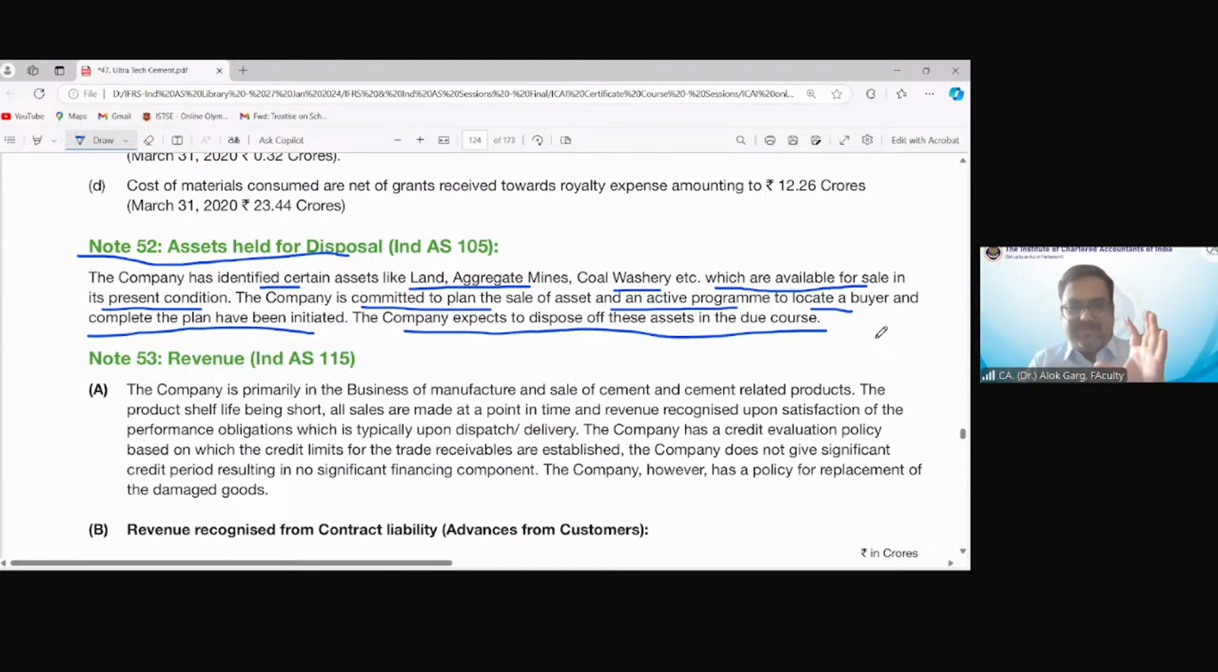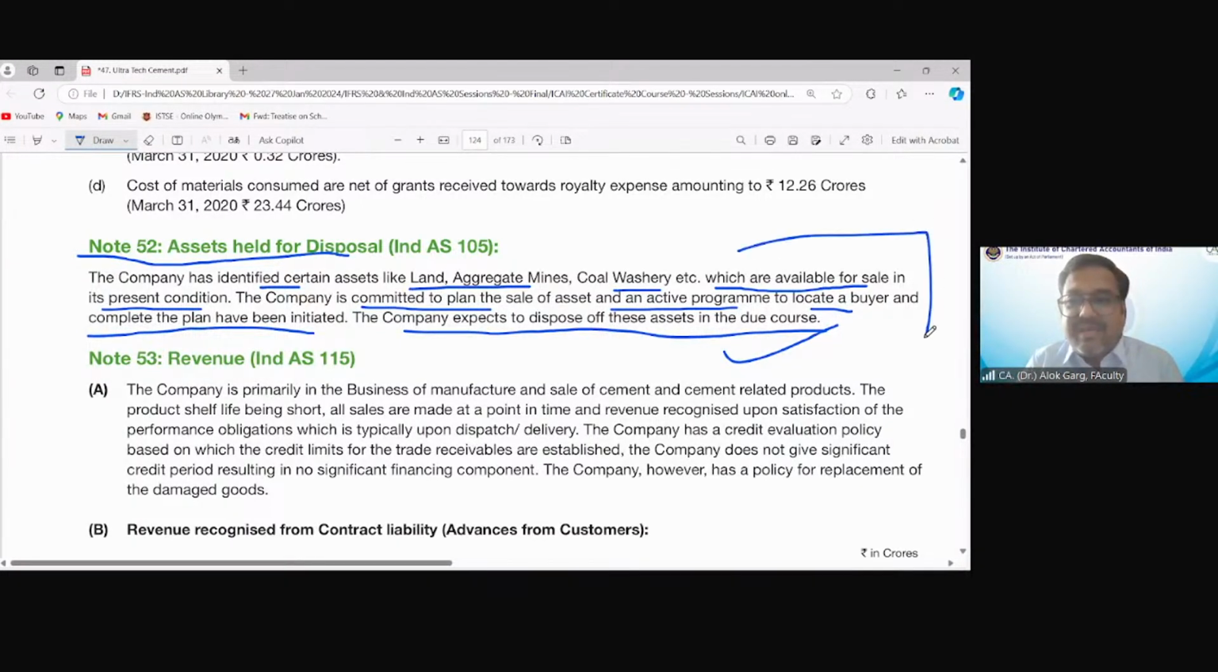The company has identified certain assets: land, mines, coal washery. These all are PPE, right? Which are available for sale in its present condition. Available for immediate sale in present condition. Now, sale is highly probable. The company is committed to plan; management must be committed to plan to sell the asset. An active program to locate a buyer has been initiated. The price is quoted at a reasonable price. The company is expecting the sale to be completed within 1 year. It is unlikely that the plan will change, right?